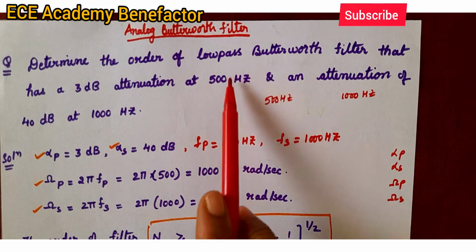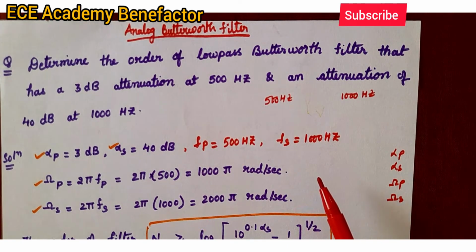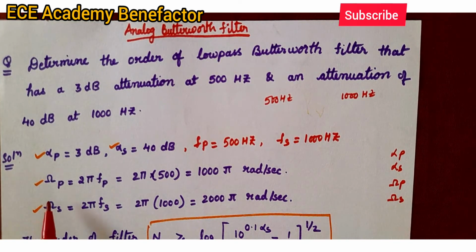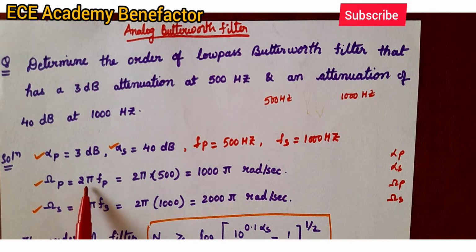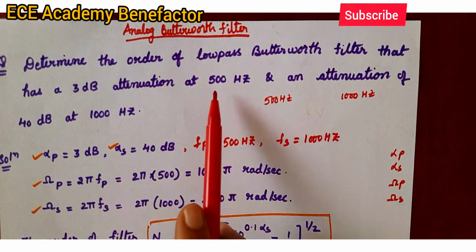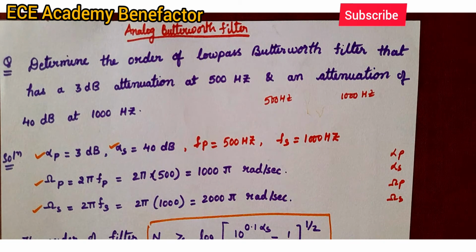It is given in Hertz, so we have to convert into radians per second. The formula of ohm p is 2 pi Fp. Fp is how much? 500 Hz. Ohm s is 2 pi Fs. Fs is how much? 1000 Hz.